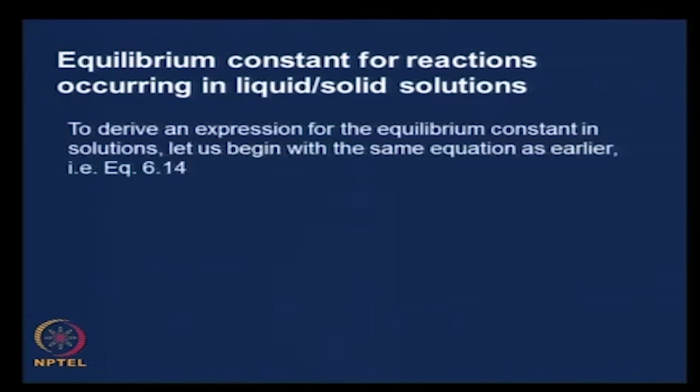To derive an expression for the equilibrium constant in solutions, let us begin with the same equation, that is equation 614, sum over i of nu i equals 0. This is the criterion for reaction equilibrium. This is something that we said is very fundamental, good to remember. Simply, the sum over all i of nu i, the stoichiometric coefficient, times the chemical potential of the various species, mu i, equals 0.